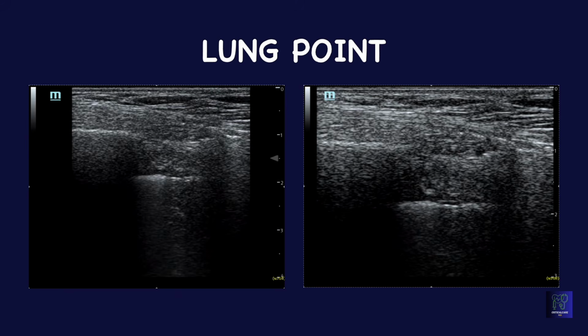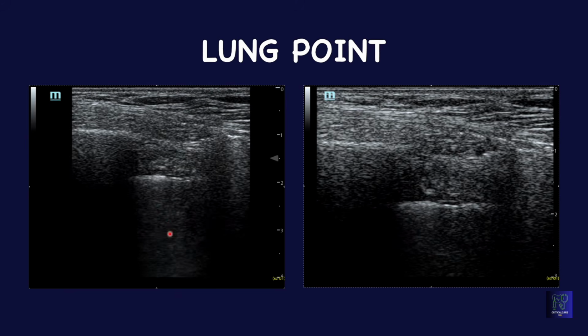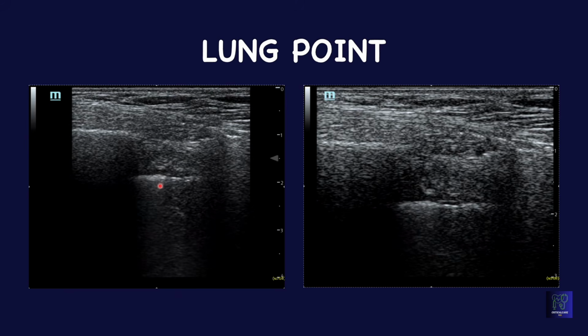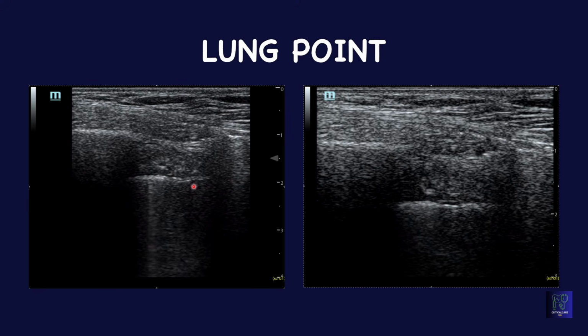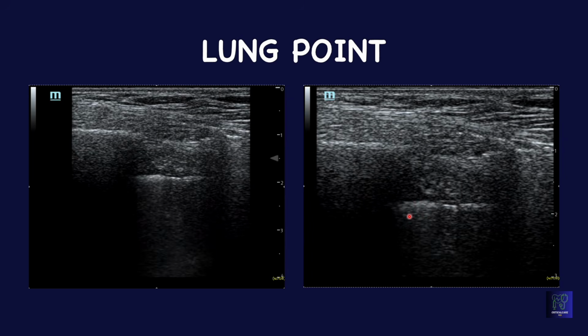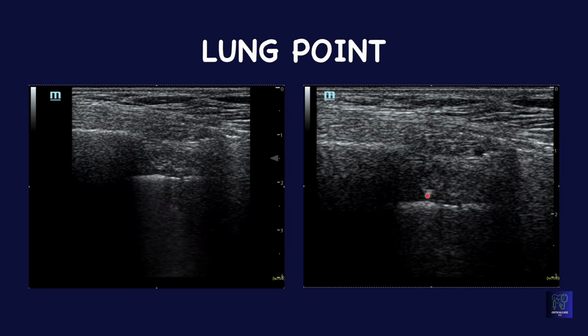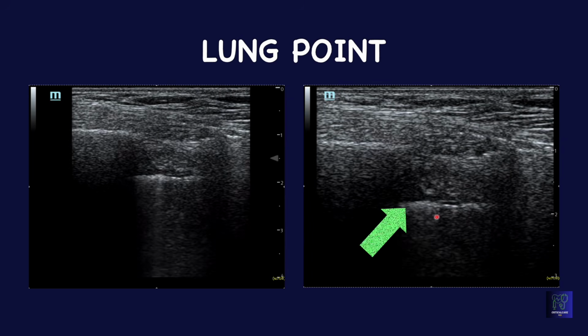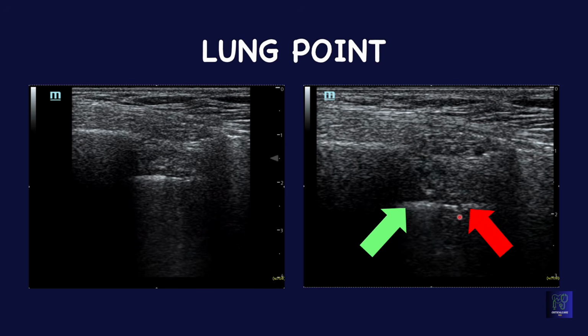Let's look at an example. Here you're seeing presence of lung sliding on this side and absence of lung sliding on this part of the pleura. Here is a zoomed in example. Notice lung sliding here, but absence of lung sliding here.